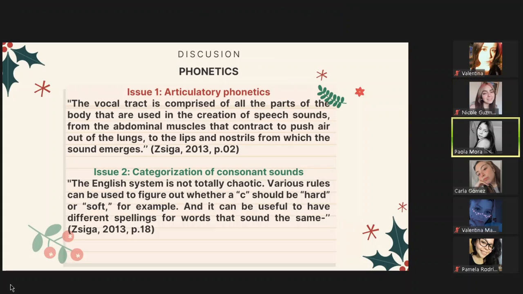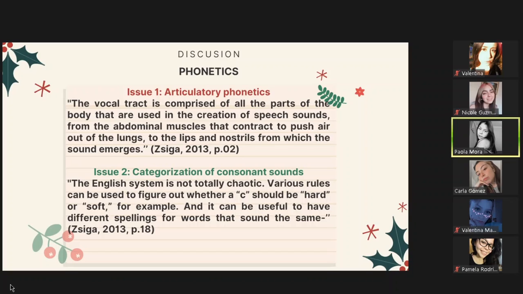The first selected issue is for phonetics. The first issue is about articulatory. The vocal tract is comprised of all the parts of the body that are used to articulate speech sounds, from the abdominal muscles that contract to push air out of the lungs, to the lips and nostrils from which the sound emerges. Students need to be aware of the place of articulation in the vocal tract of consonants.